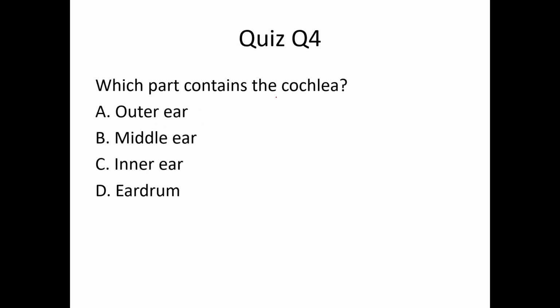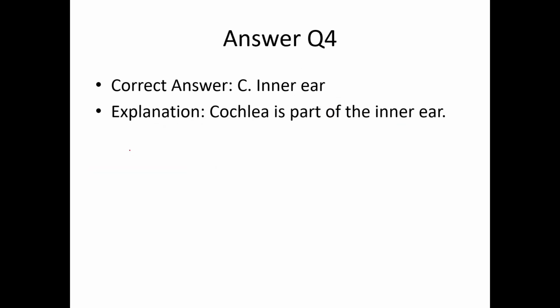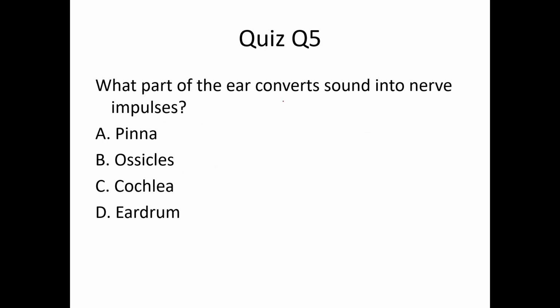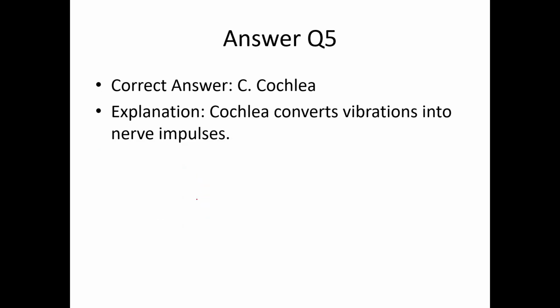Which part contains the cochlea? The cochlea is a part of the inner ear, as we just discussed. Which part of the ear converts sound into nerve impulses? Pick one: pinnae, ossicles, cochlea, eardrum? The cochlea converts these vibrations. Basically, the inner ear plays a vital role in converting the sound signal into an electrical signal.